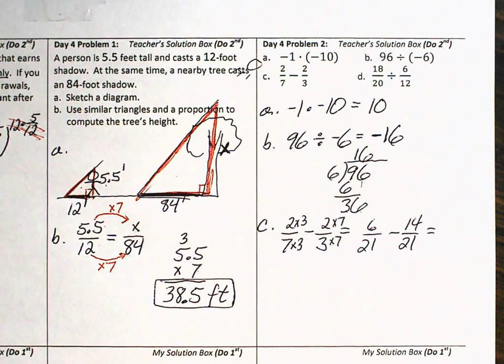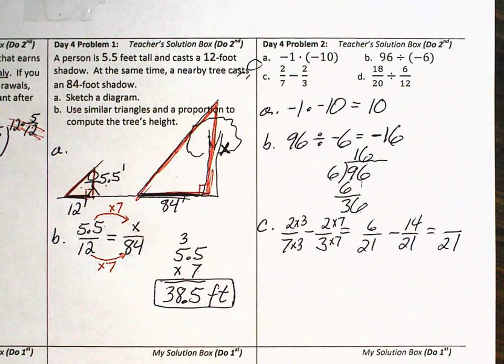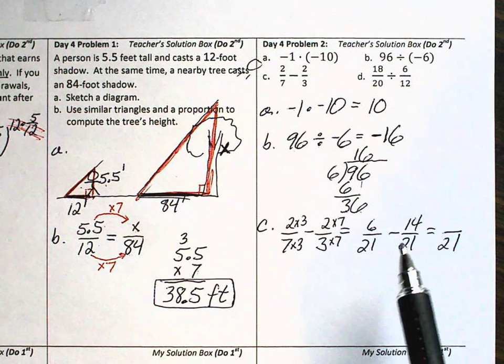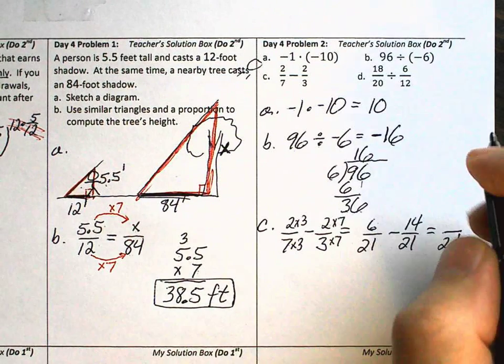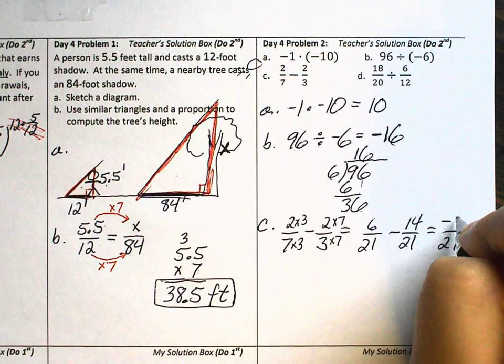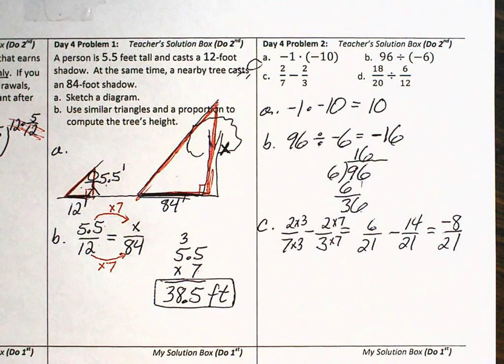So we have 6 over 21 subtract 14 over 21. We're going to have a denominator of 21. We just need to be careful in the numerator to recognize 6 subtract 14 is negative 8. 14 subtract 6 would be 8, but 6 subtract 14 makes negative 8.